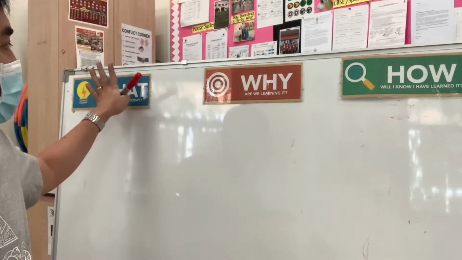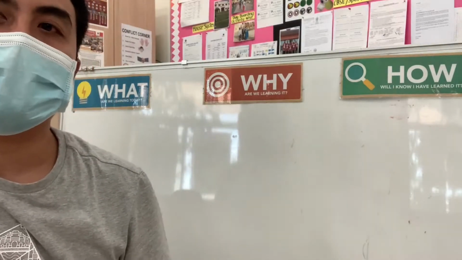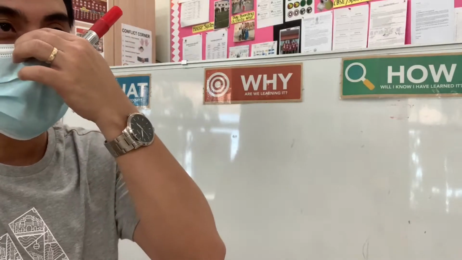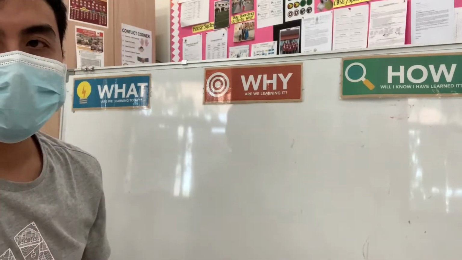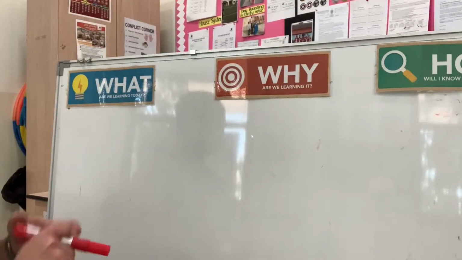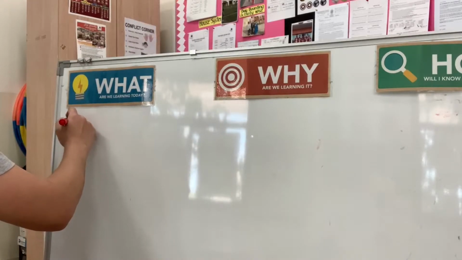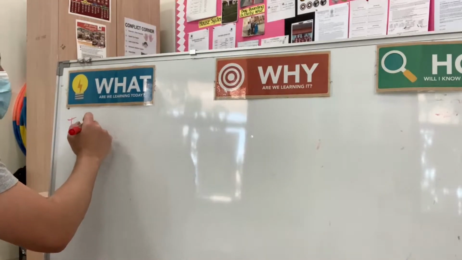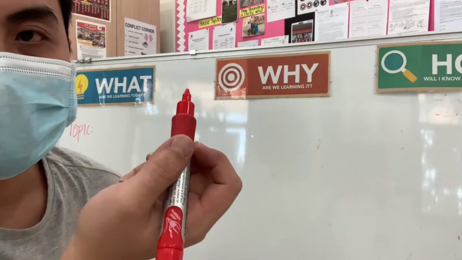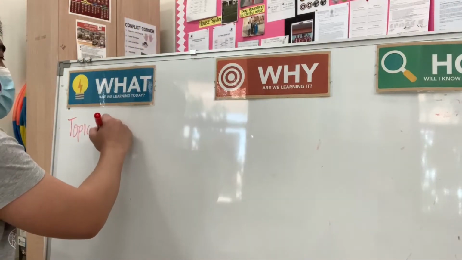So basically, in column number 1, the what, we will be defining what we are learning today. I'm going to show you a real example. Forgive me, I only have a red whiteboard marker. The topic, for example, is football.